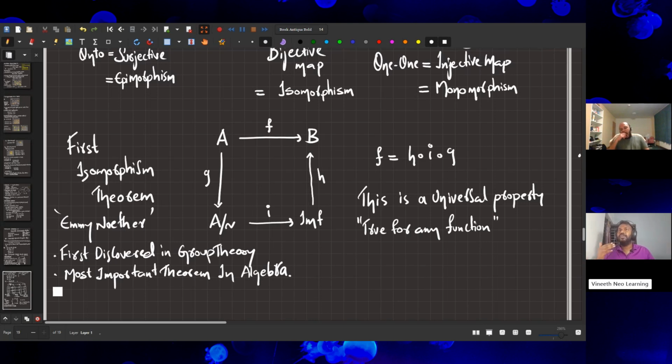Any map can be decomposed as a quotient map, followed by an isomorphism, followed by a natural inclusion. That inclusion is injective. I think surjective maps are also drawn like this, but I don't remember. This is also known as the canonical decomposition.